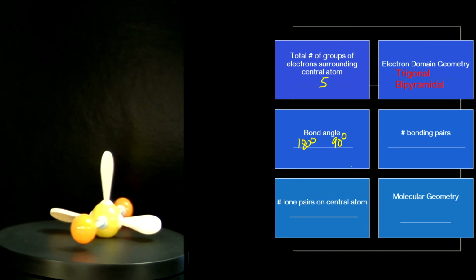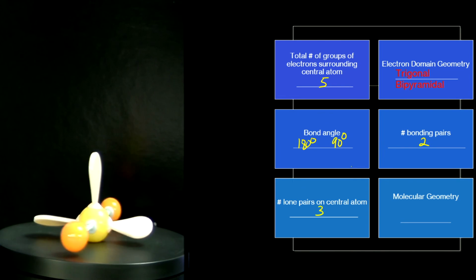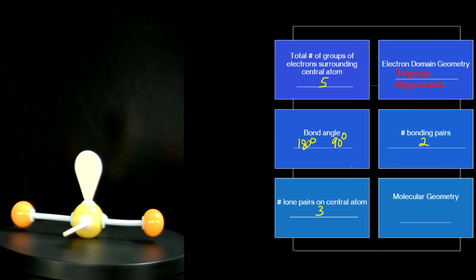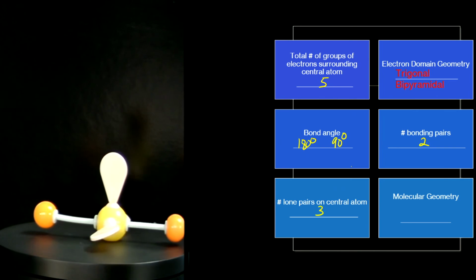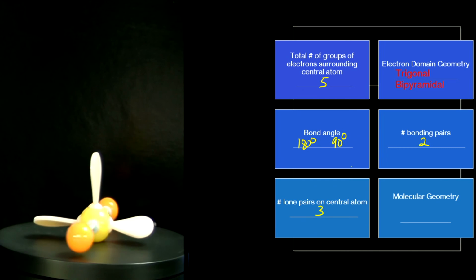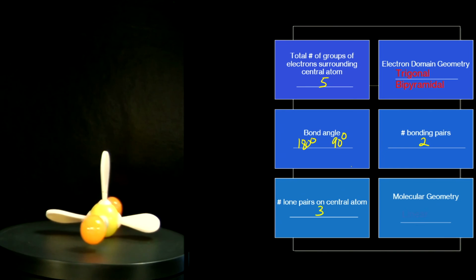Our bonding pairs are 2. Our lone pairs are 3. Therefore, our molecular geometry is not going to be the same. But again, focus on the fluorines in relation to each other. That can help you identify the molecular geometry. So it's going to be linear.